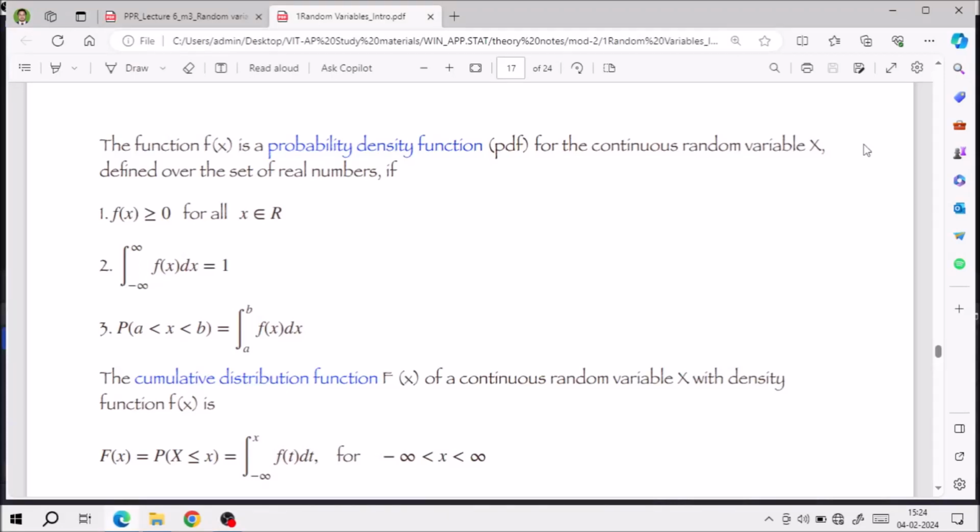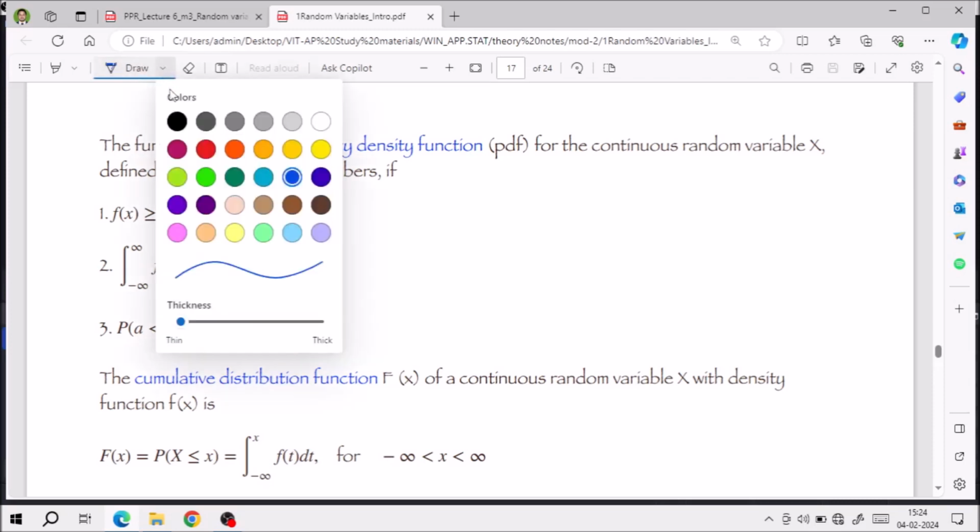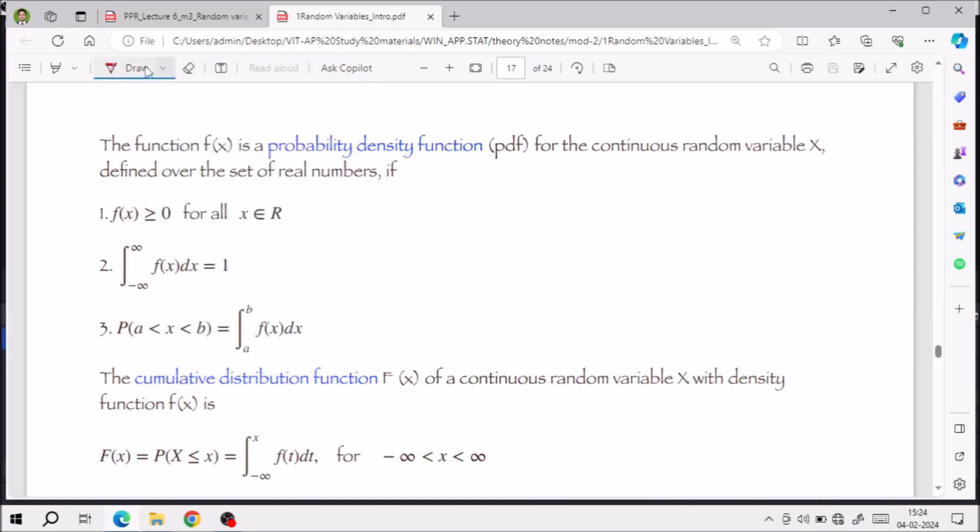In this lecture, we are going to discuss probability density function, and this is nothing but the continuation of our previous lecture where we discussed the distribution for the discrete case. Here we'll consider the distribution for the continuous case. So here you can see we have probability density function, and f(x) is said to be a probability density function if the following conditions are satisfied for f.